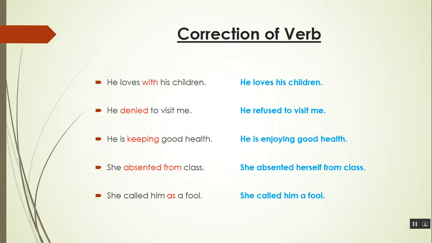So come to the next sentence. He is keeping good health. Over here we should use keep whenever we have a physical thing. Health is not a physical thing that we can touch. So health is an abstract thing. We can't touch it. So that would be a wrong sentence. He is keeping good health is a wrong sentence. The right sentence would be he is enjoying good health.